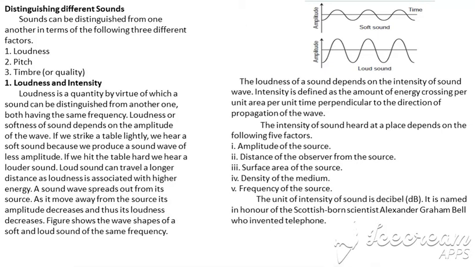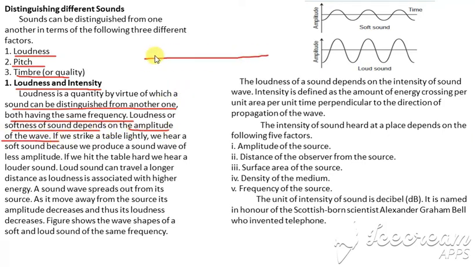Then next we have the distinguishing different sounds. Okay, so எப்படி வந்து நம்ம sounds வந்து distinguish பண்ண முடியும் அப்படின்னா we can distinguish in terms of loudness, pitch and timbre. Okay, loudness, pitch and timbre. First we have the loudness or intensity. So loudness is a quality by virtue of which sound can be distinguished from one another having the same frequency. Loudness அப்படினா என்னன்னா it is either loudness or softness and it depends on the amplitude of the wave.